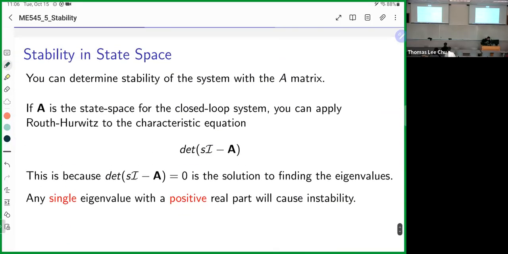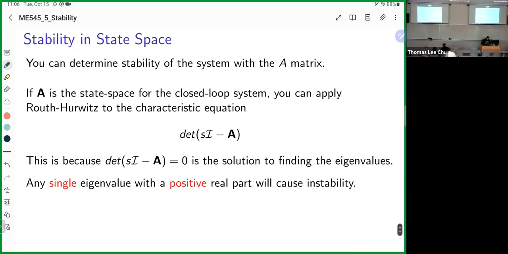Stability in state space. You can determine stability of the system with the A matrix. I mentioned this in the earlier chapter: you only need to find the eigenvalues of A. B, C, and D do not matter for stability. So once I give you a state space and tell you to find the stability, you don't even need to apply B, C, and D.